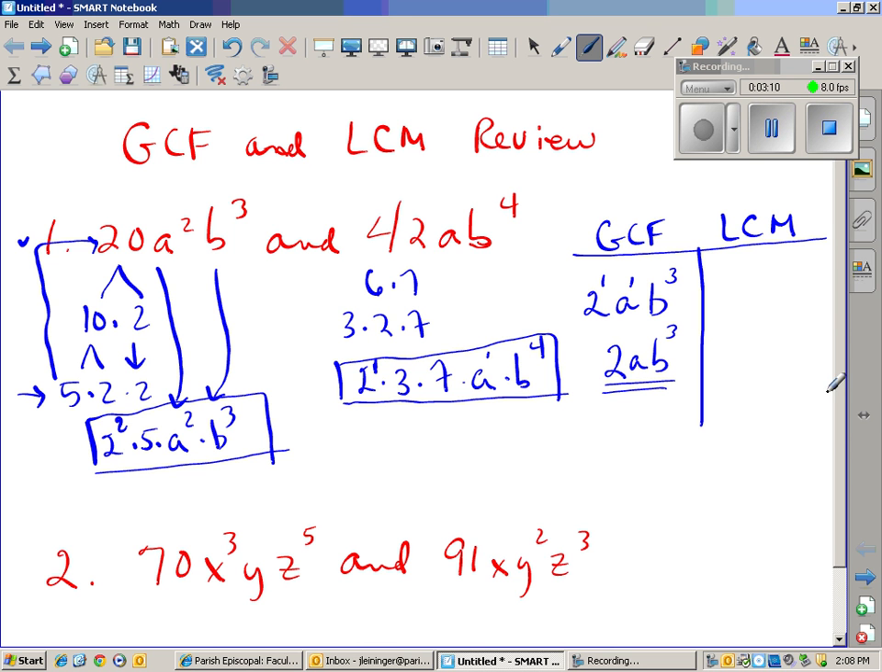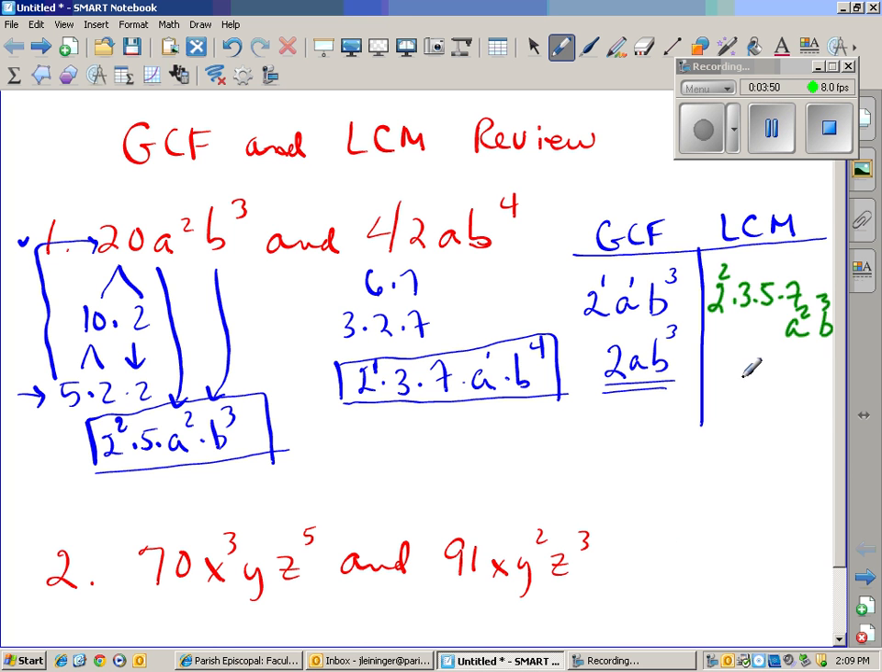Our LCM is going to be much different. On the LCM, I'm going to write down every base I see. And I'm only going to write them down one time, but every base goes under the LCM column. I see a 2, a 3, a 5, a 7, an A, and a B. Looks like I'm running out of room for my B. Now I go back and I put the biggest exponent I see. The biggest exponent on 2 is 2 squared. 3 is to the first, 5 is to the first, 7 is to the first. A is squared, and B is cubed.